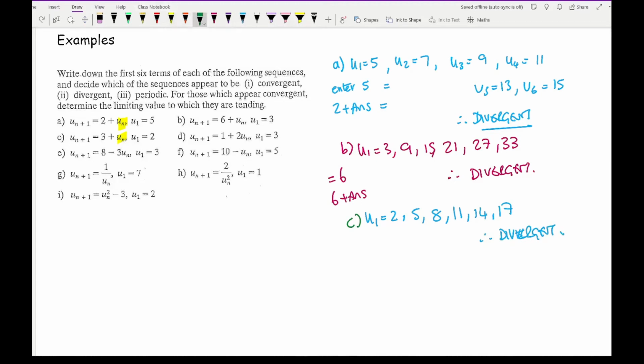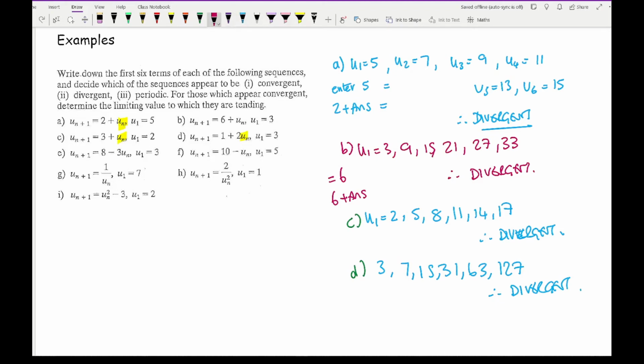Then for D, here we've got another one, un+1 equals 1 plus 2un. So my first value is 3, and all I'm doing is doubling and then adding 1. So double 3, add 1 gives me 7. Then it's going to be 15. Double, add 1 is 31. Double, add 1 is 63. Double, add 1 is 127. And again, that is divergent.